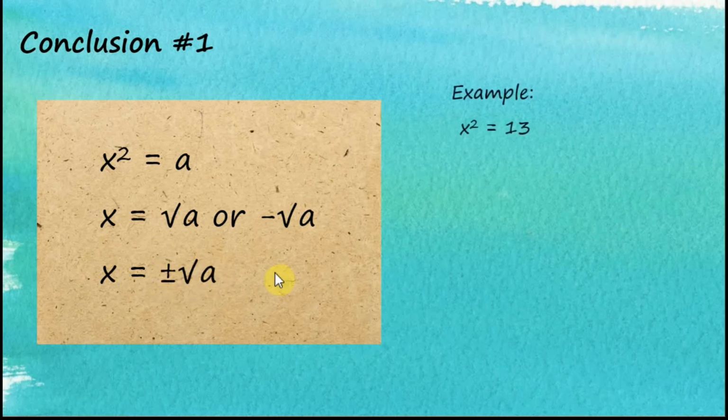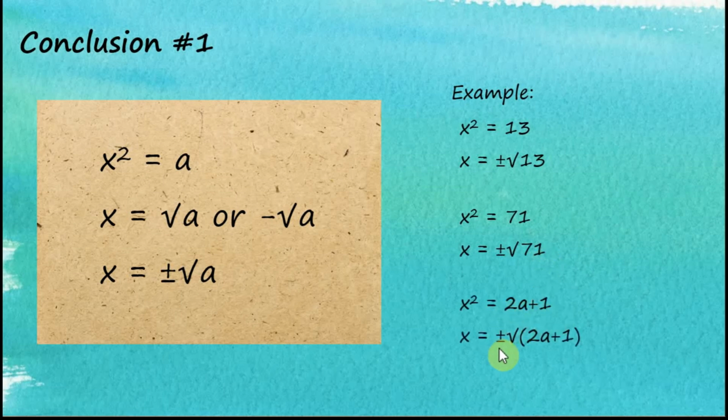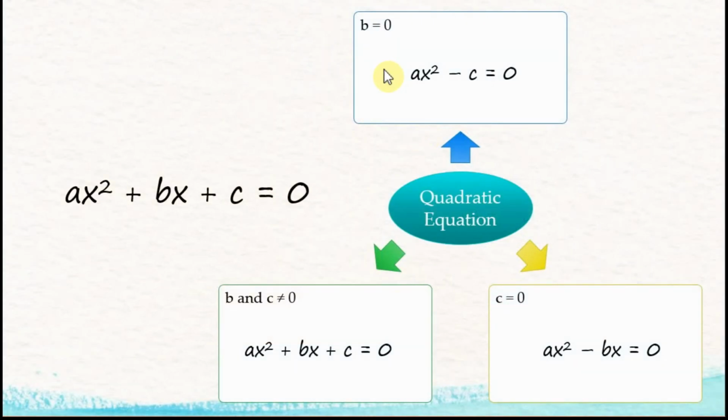For example, x squared equal to 13, straight away we can write x equal to plus or minus the square root of 13. x squared equal to 71, therefore x equal to plus or minus the square root of 71. And if x squared equal to 2a plus 1, x equal to plus or minus the square root of 2a plus 1. So we have learned how to solve a quadratic equation when b equal to 0, where we have no x term in the equation. Now let's proceed to the second class where c equal to 0.